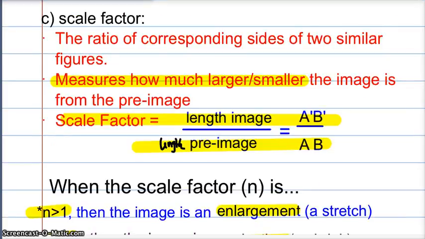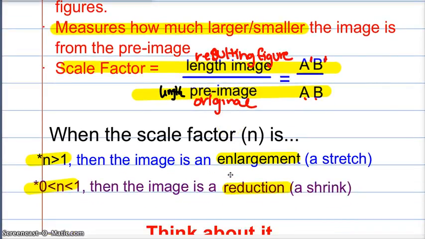Scale factor is the ratio of corresponding sides of two similar figures. The scale factor measures how much larger or smaller the image is from the pre-image. To find the scale factor, you take the length of the image, which is the resulting figure, over the length of the pre-image, which is the original. Notice the notation. The prime notation is for the resulting figure, and the normal, AB, is for the original figure. When you take the length of the image over the length of the pre-image, you will get a fraction. We use the letter n to represent scale factor, n for number.